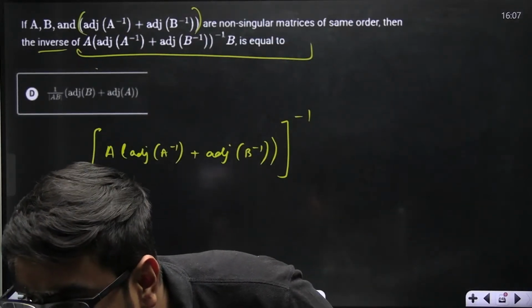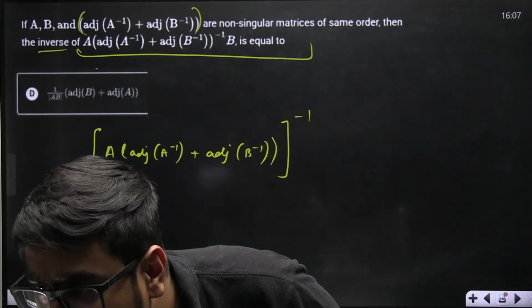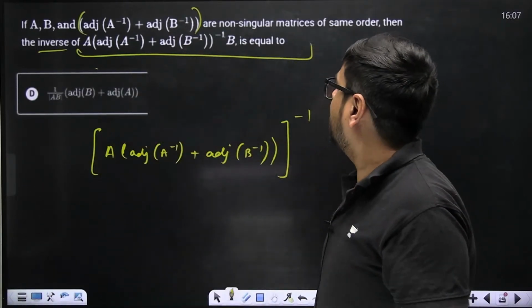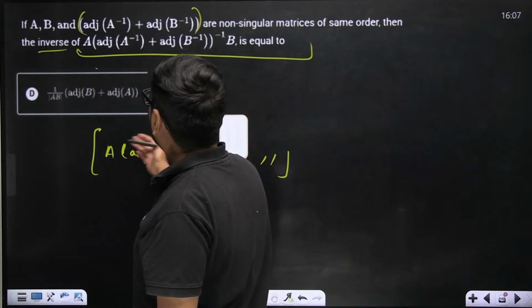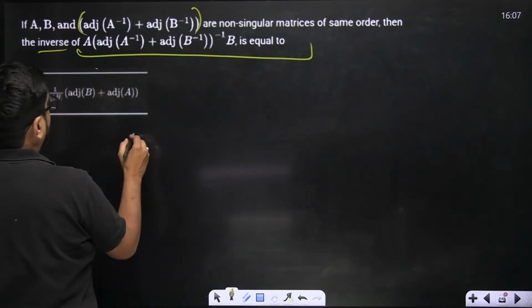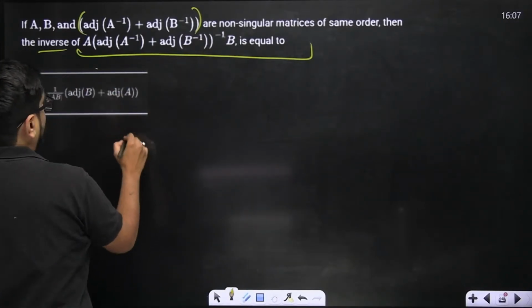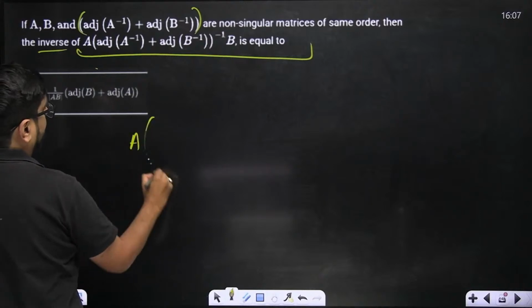A inverse equals adjoint of... no, A inverse, not that. Actually, I have written it, maybe I didn't write it very neatly. This is A. A is being multiplied with this entire thing.